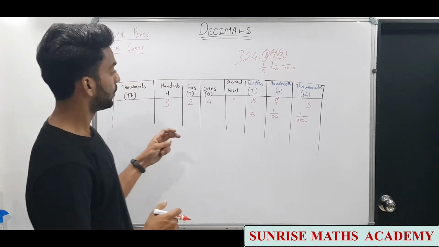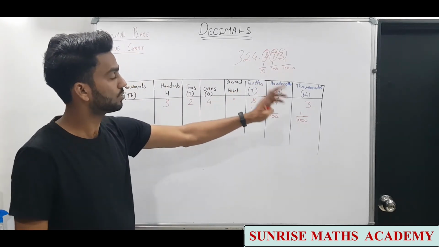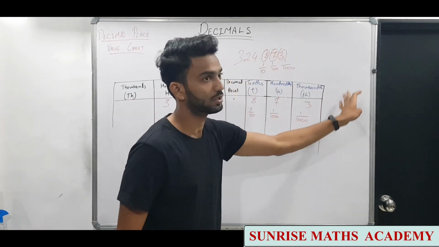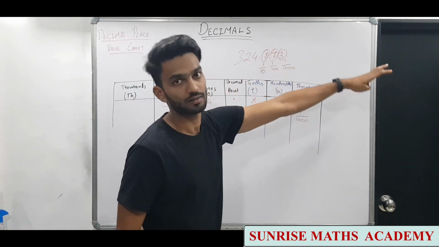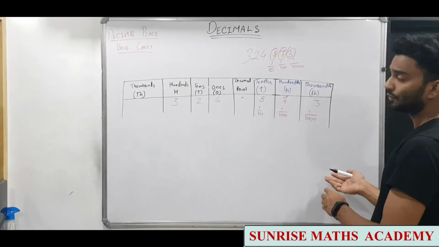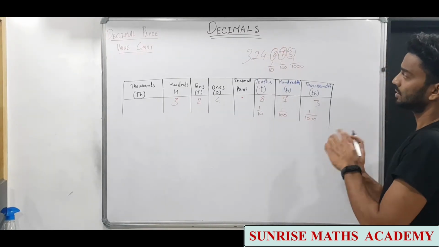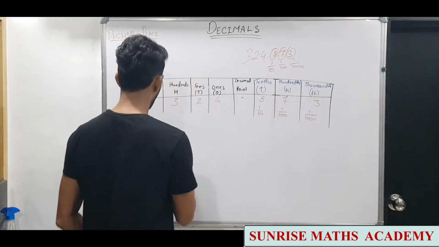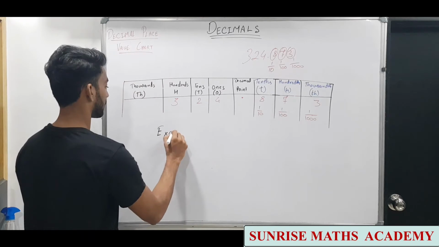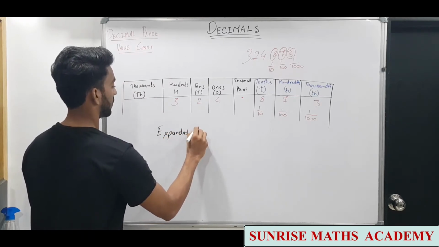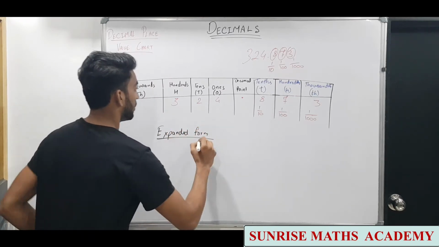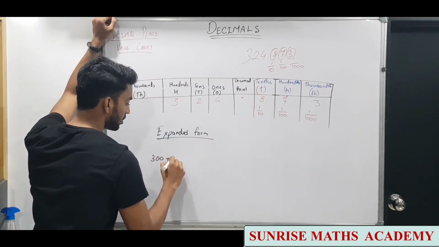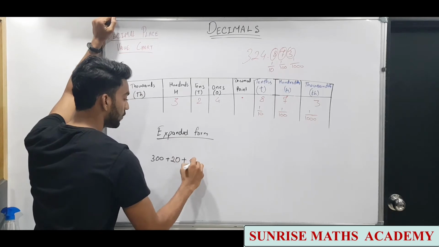So that's all we write here: 10th, 100th, 1000th, and so on. It will go on, and we can write the 10,000th, lakh, 10 lakh, like that. Now taking it further from here, this decimal number, if we write it in the expanded form, (324) is 300 plus 20 plus 4.